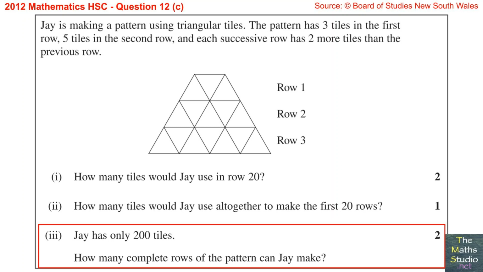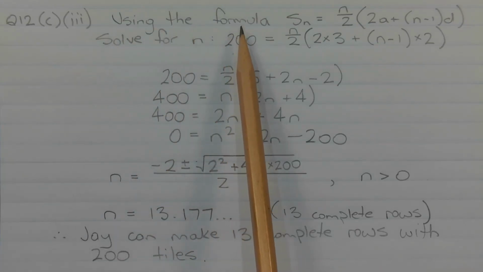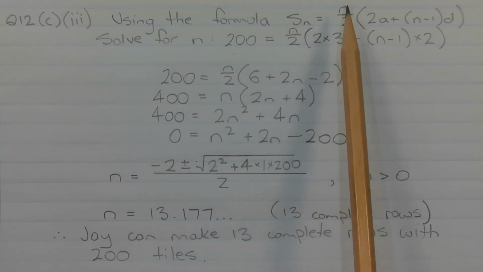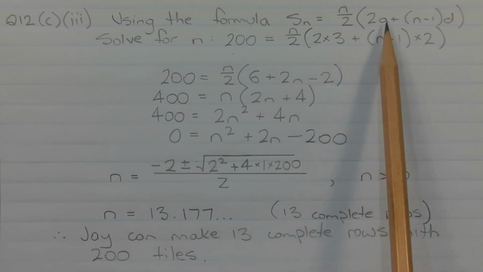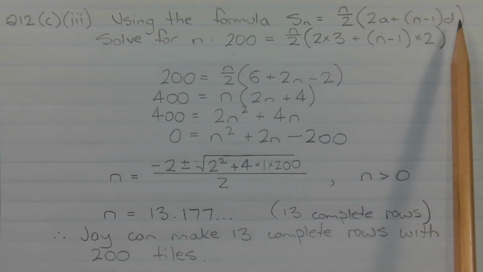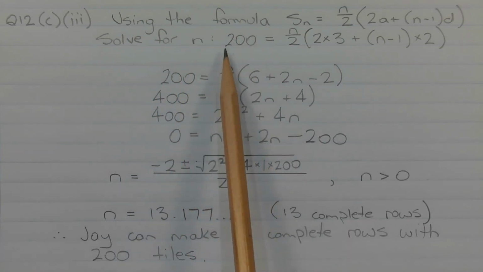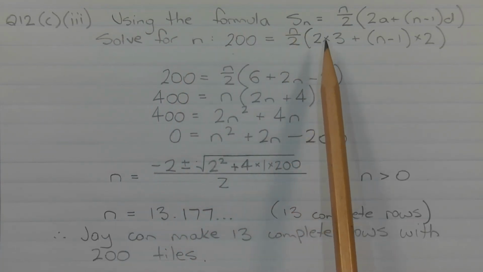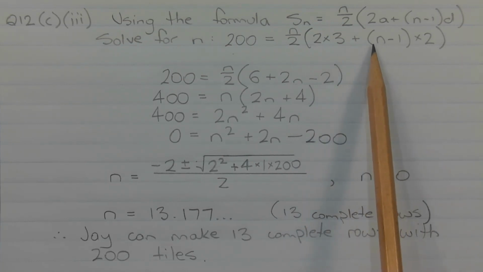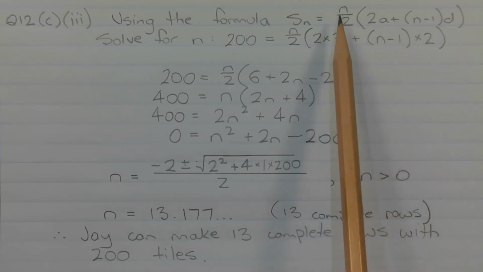Part 3. J has only 200 tiles. How many complete rows of the pattern can J make? Using the alternative sum formula, Sn is equal to n over 2 times (2a plus (n minus 1) d), we need to solve for n the equation 200 equals n over 2 times (2 times 3 plus (n minus 1) times 2).